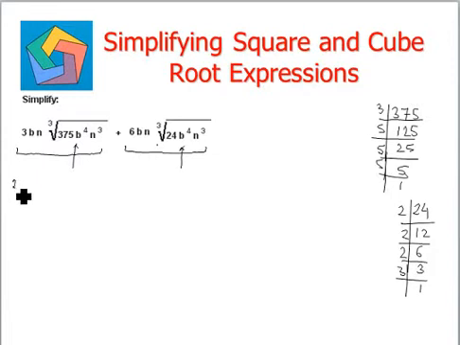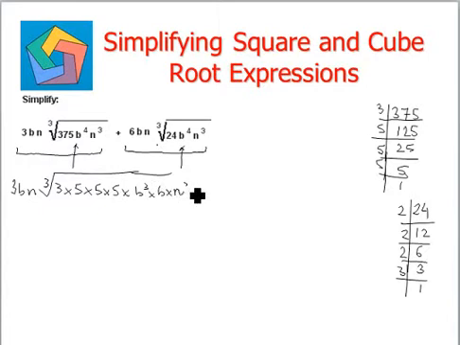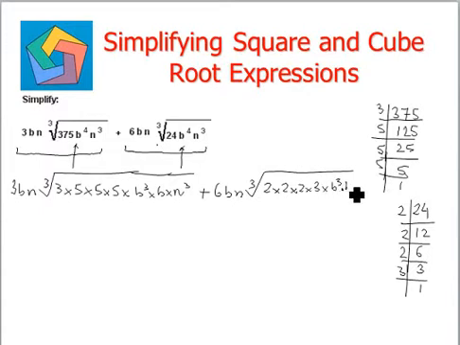So 3bn will remain outside. Cube root of 375 can be written as 3 times 5 times 5 times 5. b⁴ can be written as b cubed times b, while n cubed as it is, plus 6bn cube root of 24, which is 2 times 2 times 2 times 3, b cubed times b times n cubed.